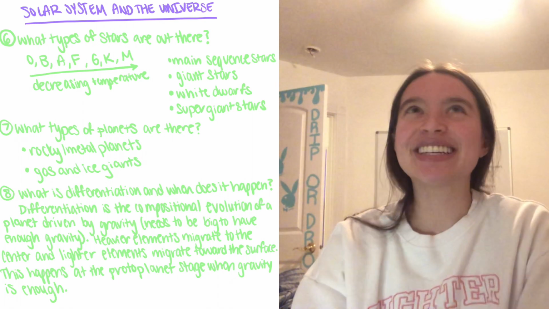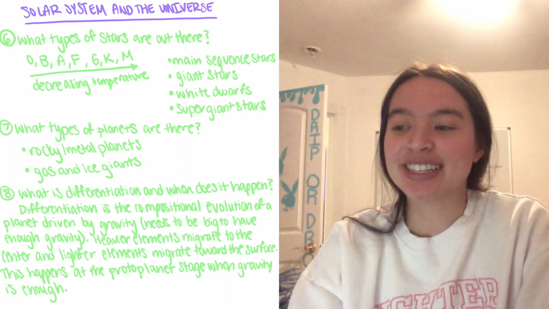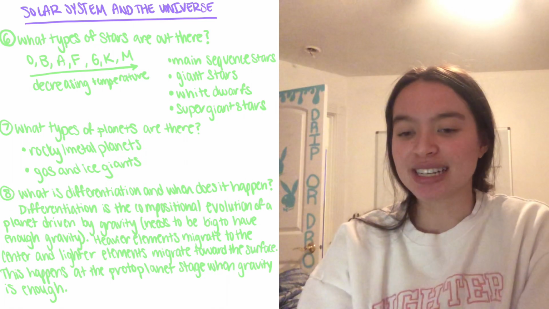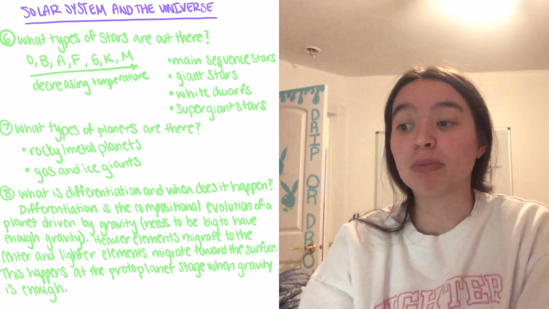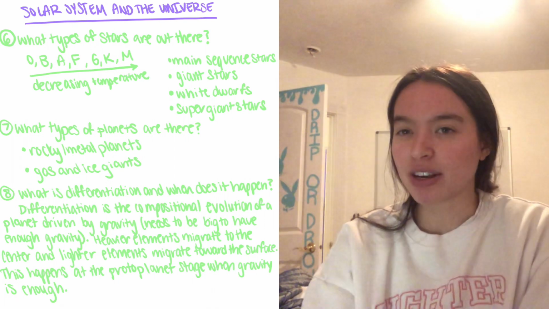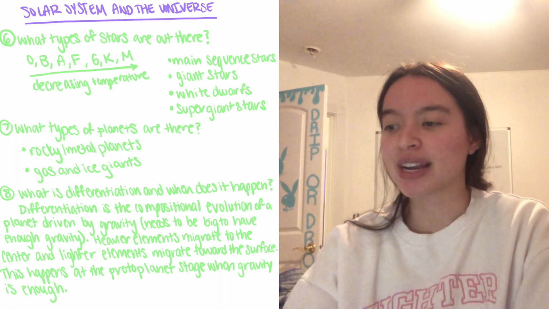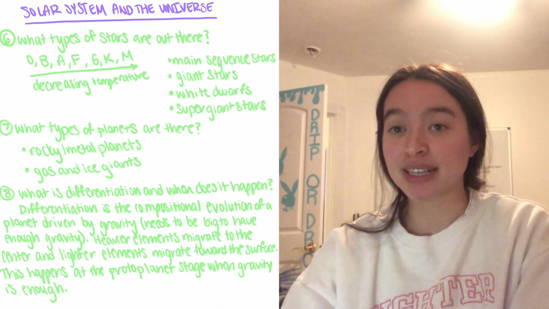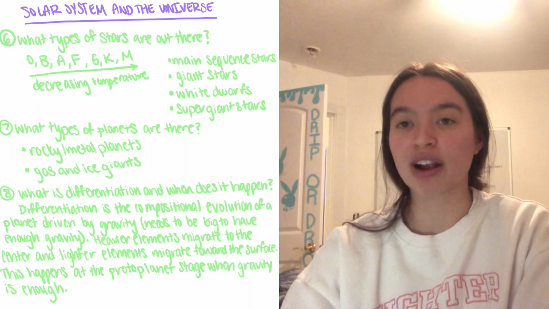Next question, what is differentiation and when does it happen? Differentiation is the compositional evolution of a planet driven by gravity, and it needs to be big enough to have enough gravity. Heavier elements migrate toward the surface, and this happens at the protoplanet stage when gravity is enough.